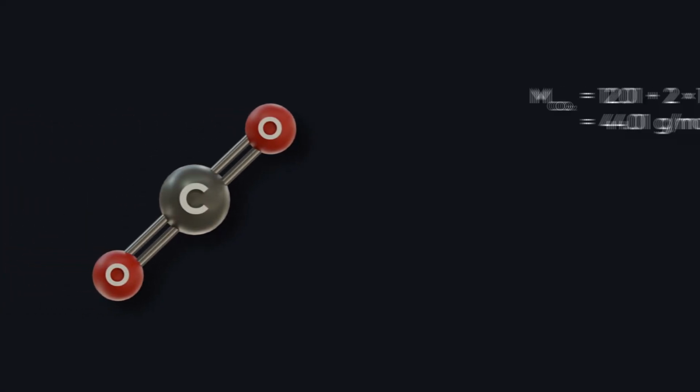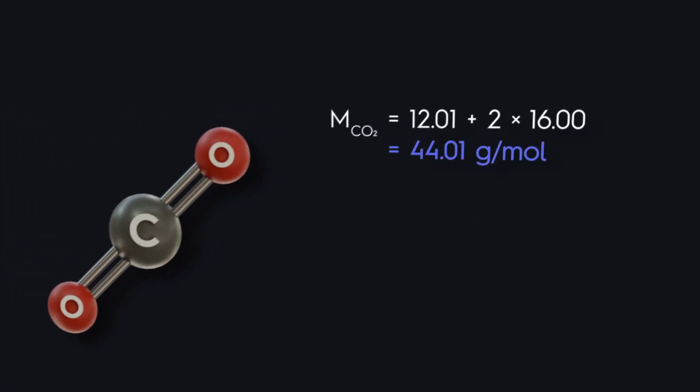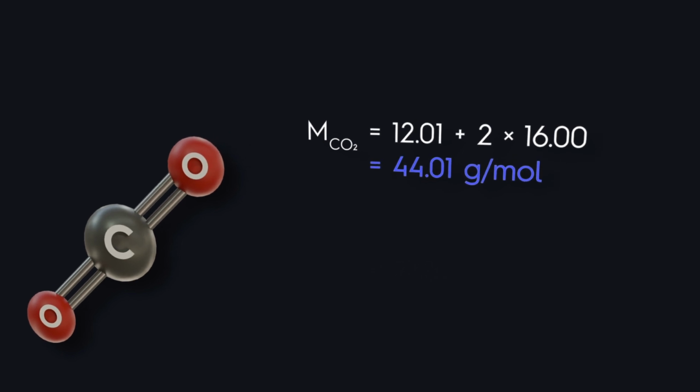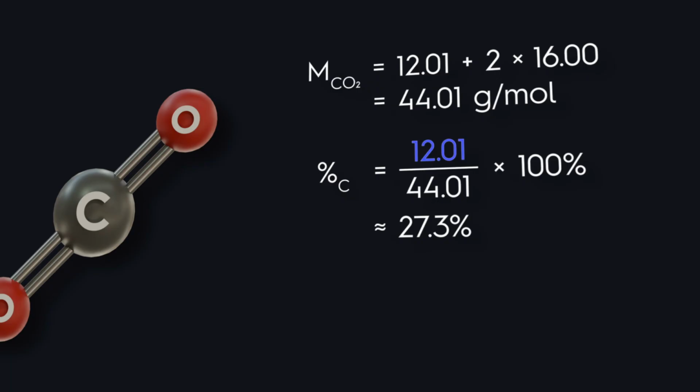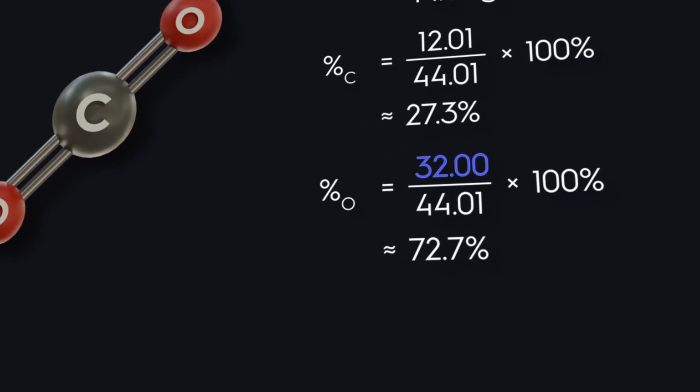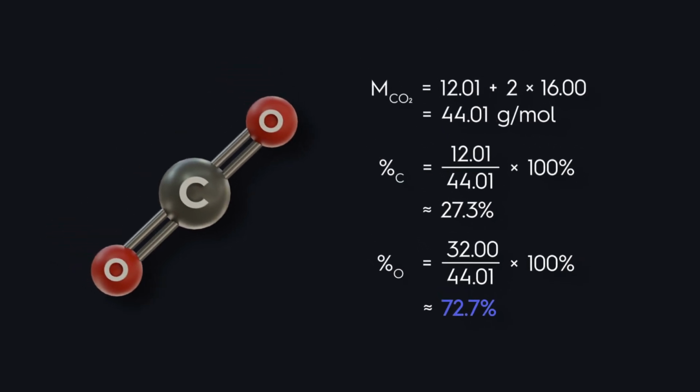Let's work on one example. For carbon dioxide, the molar mass is about 44.01 grams per mole. Carbon contributes about 12.01 grams per mole, which is roughly 27.3%. Oxygen contributes about 32 grams per mole, which is roughly 72.7%.